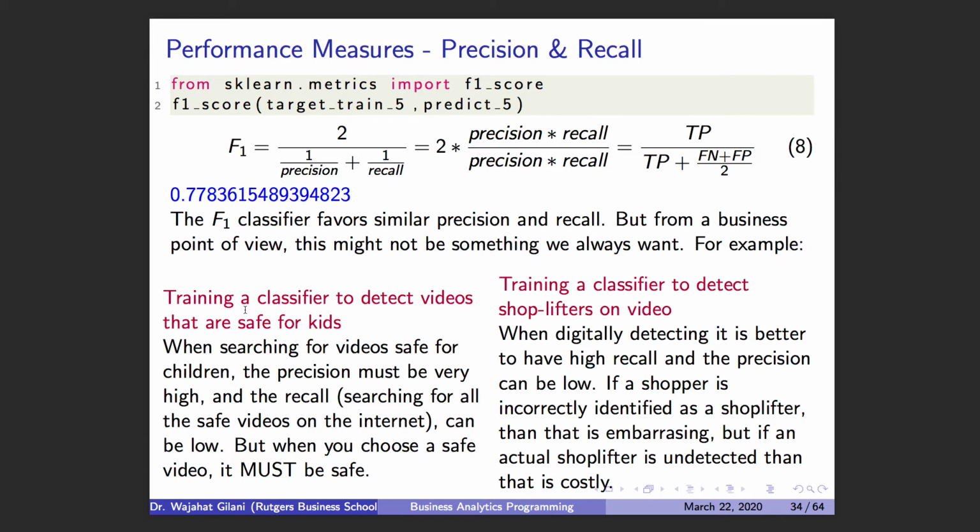When you're searching for videos that are safe for children, the precision must be very, very high. We don't really care about recall as much as we do precision. Why? Because we predicted that this video is safe for children. Think of YouTube. If you have some sort of algorithm or website that only has kid-friendly videos, you better have an extremely high precision. If your classifier is predicting that this video is safe for children, it better be safe for children.